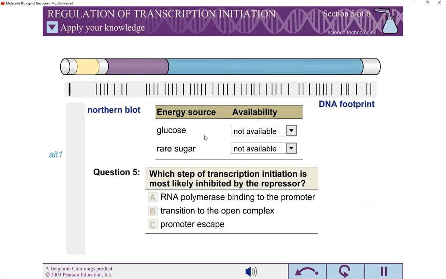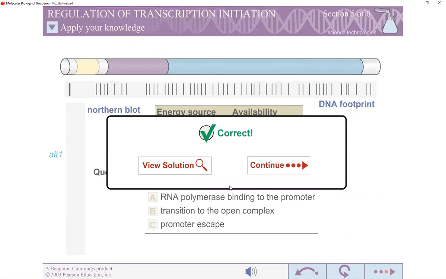Question 5. Which step of transcription initiation is most likely inhibited by the repressor? How is the repressor going to inhibit the process of transcription initiation? Which step will be inhibited by the repressor molecule? RNA polymerase binding to the promoter will be inhibited. This first step will be inhibited. Correct. When there is no RNA polymerase binding to the promoter, the process of transcription itself will be inhibited.